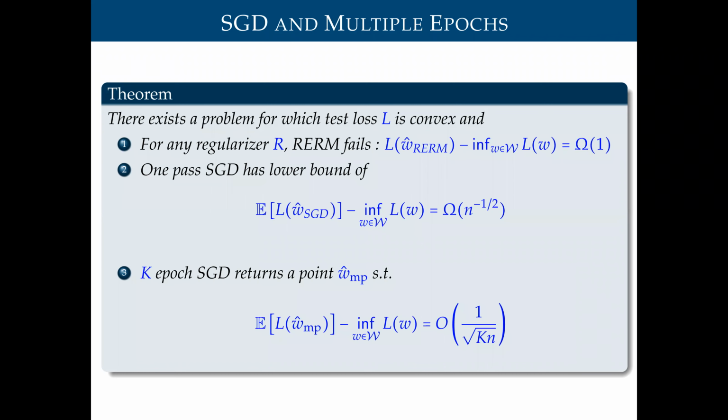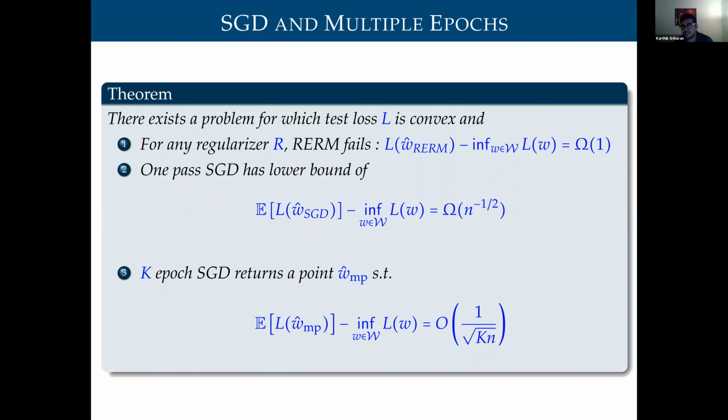Another question: looking at the last bullet, with multiple epochs the result can be arbitrarily good, right? Like the generalization gap can be arbitrarily close to 0. Right.